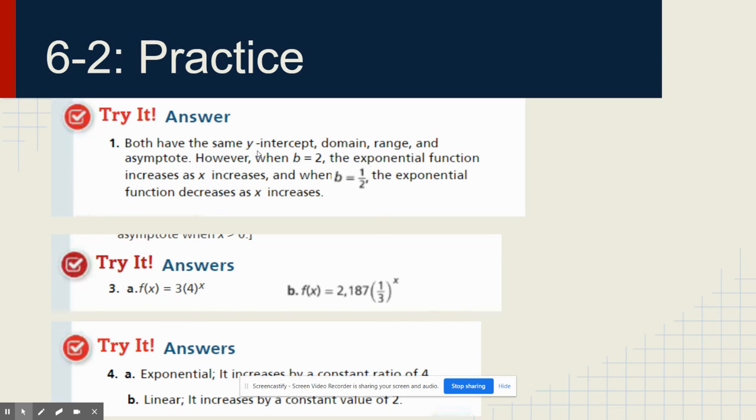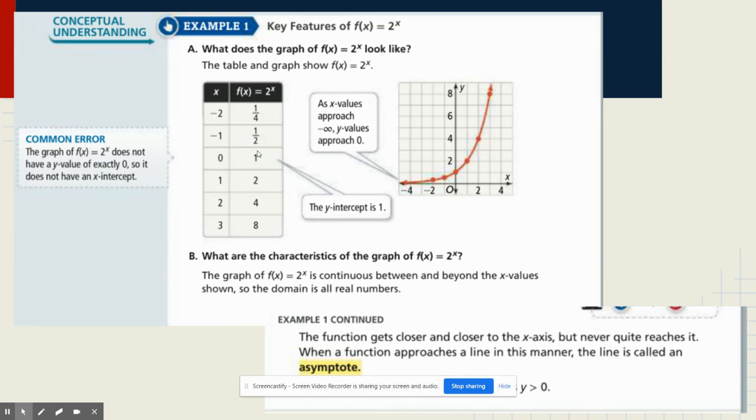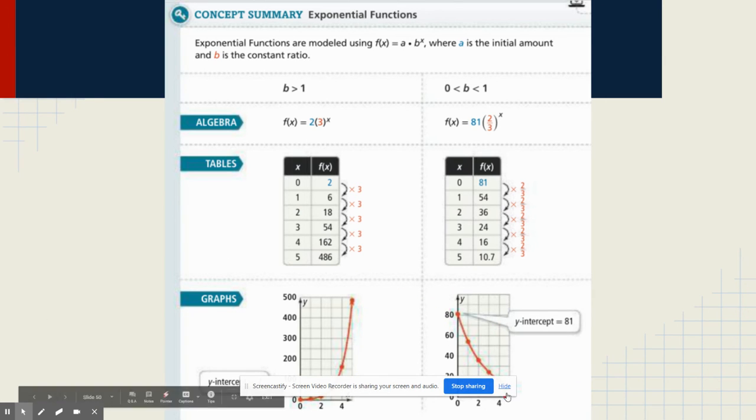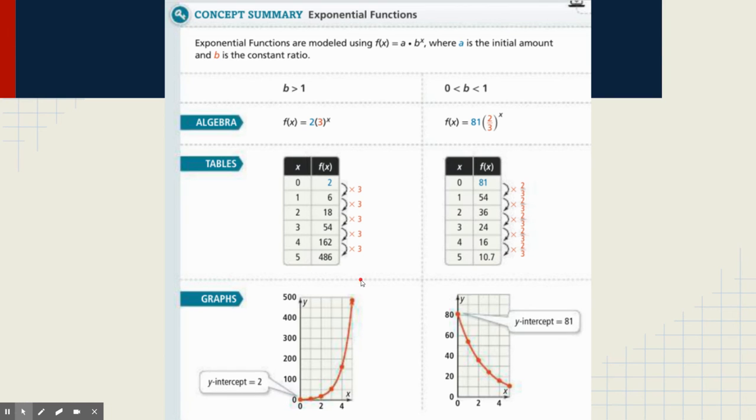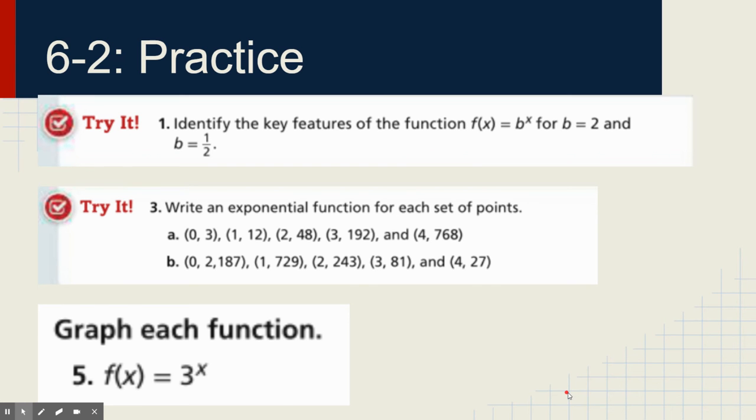The domain and the range would be the same as well as the asymptote. It would be all real numbers on the x, and anything larger than 0 on the y-axis, the range. However, the one difference, going back to our comparison, when our b value is larger than 1, you're going to have this exponential increase, whereas if the b is less than 1, it's going to have that exponential decrease. So those are the two main differences.